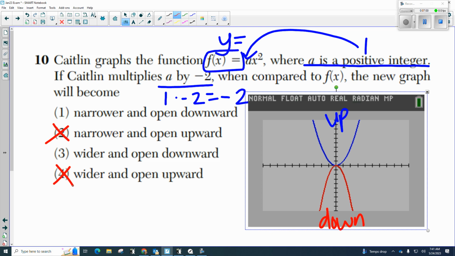And now we have to look at, is the graph narrower or wider? Okay, so narrower means more like this, like skinnier, and then wider means that it's going to open bigger like that. Okay, so hopefully you can see that this red one, like if you kind of look at this measurement versus this measurement, the red one is narrower than the blue one. All right, so that makes our answer number 1.